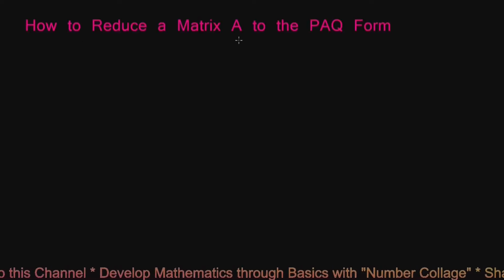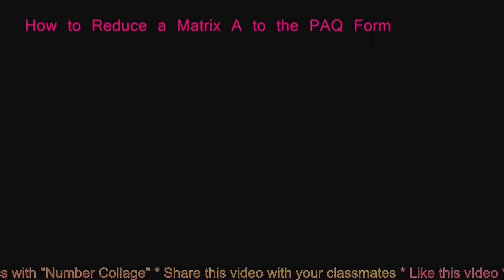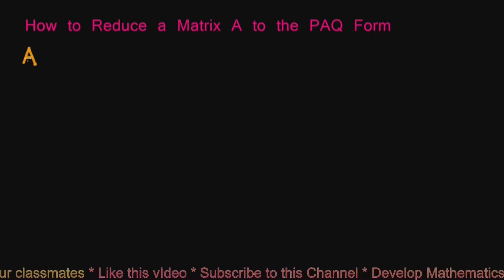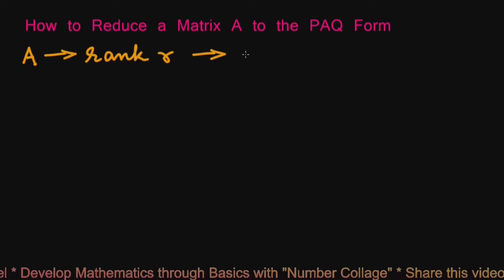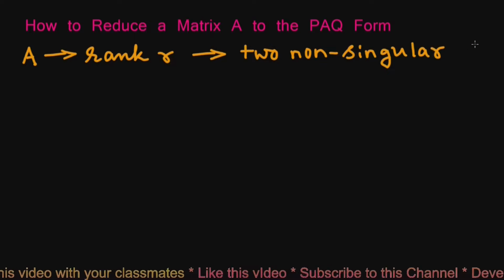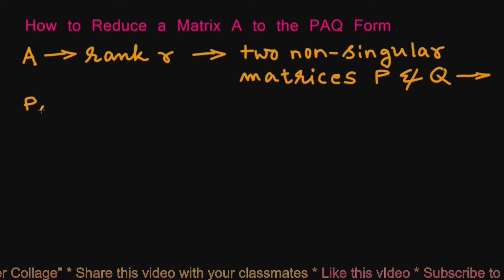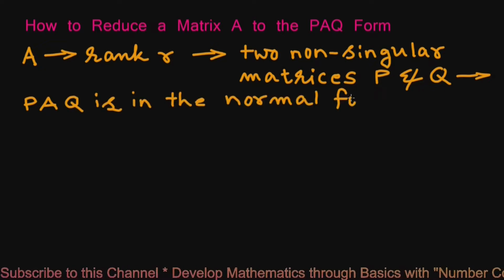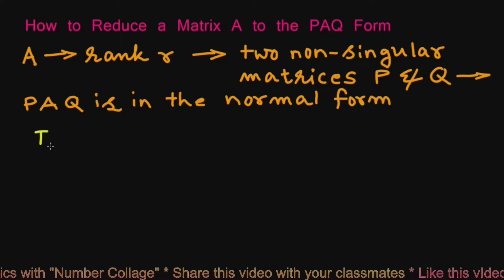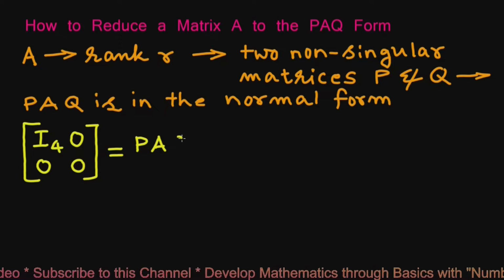In this video, we will study how to reduce a matrix A to the PAQ form. Here, what we have to understand is if A is a matrix of rank R, then there exist two non-singular matrices P and Q such that PAQ is in the normal form, which means matrix [I_R 0; 0 0] equals PAQ.